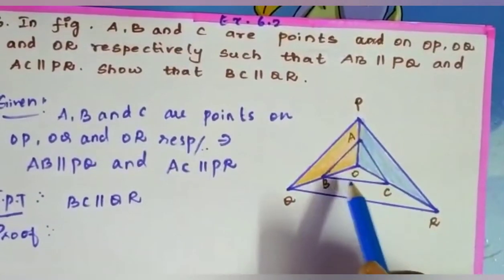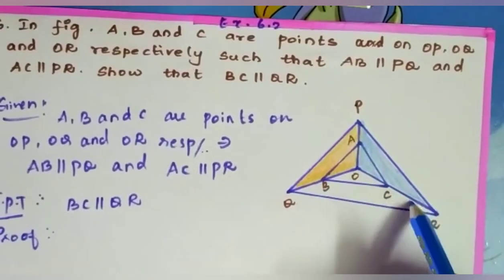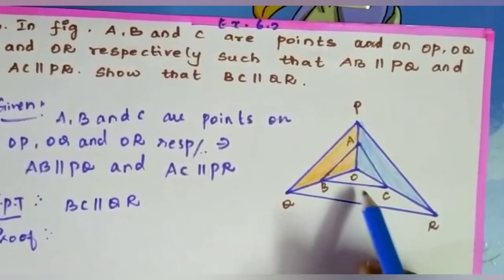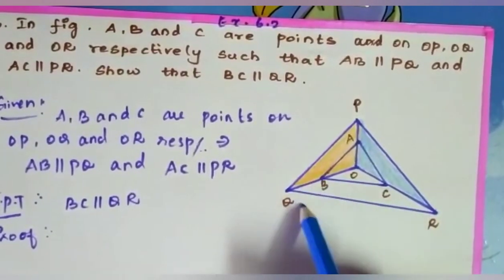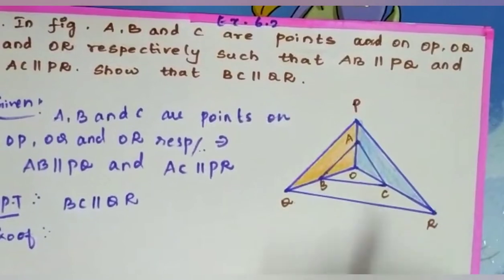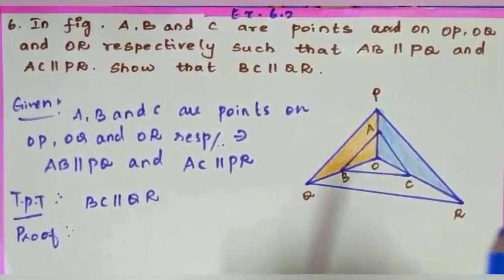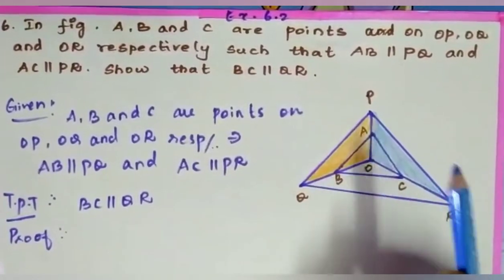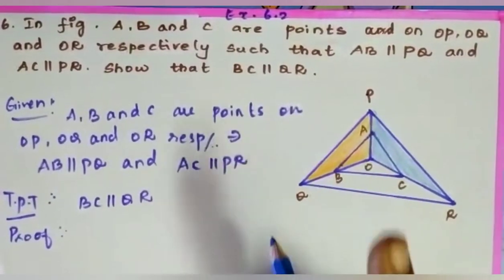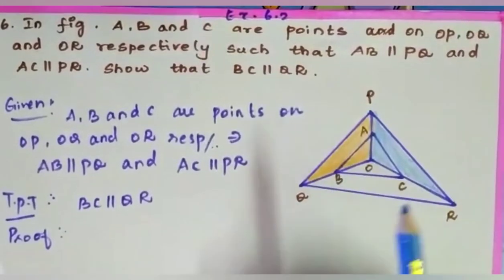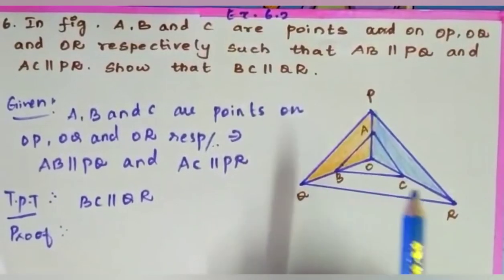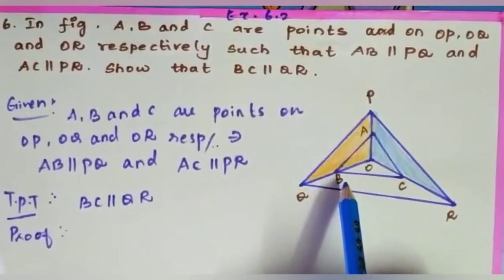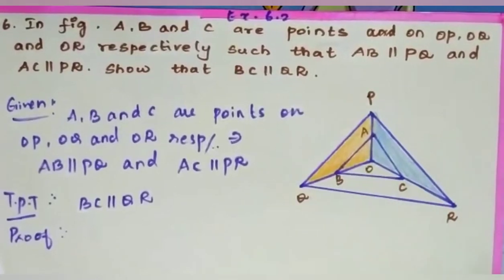Show that BC is parallel to QR. If we prove that the sides are in same proportion, that OB divided by BQ and OC divided by CR, we can tell that BC is parallel to QR. Clear? In this exercise we are going to use the BPT theorem and the converse of BPT theorem. The main thing is you have to identify the two triangles. From that you have to prove the sides are in same proportion, and by using the converse of the theorem, BC is parallel to QR.